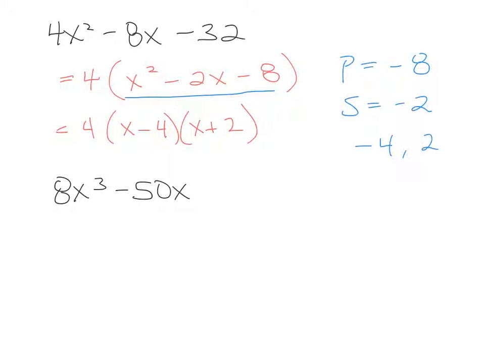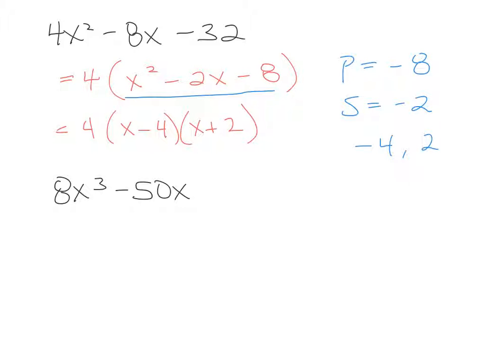And here's our next example. 8x cubed minus 50x. Well, it's 2 terms, so I might be doing a difference of squares, and I have the minus sign, so that's a good start. But I don't have squares. 8 and 50 aren't squares, and nor is x or x cubed, so I've got to figure out something else.